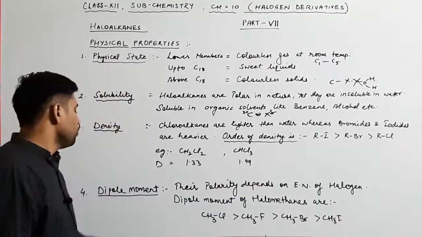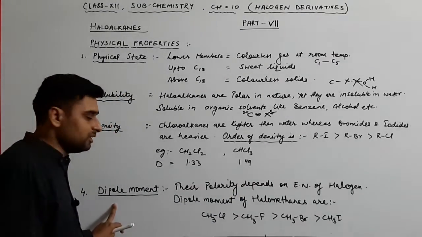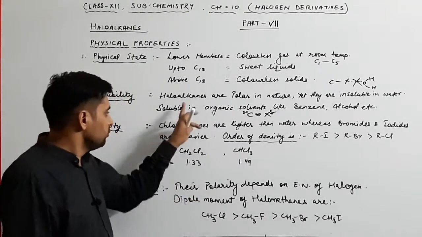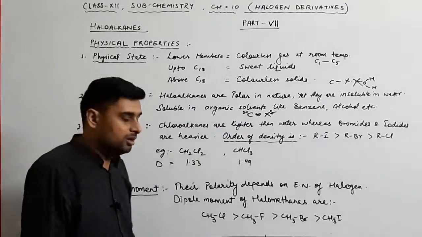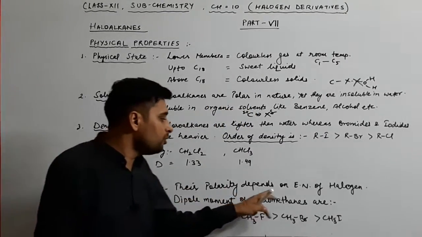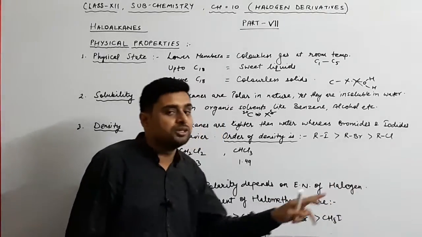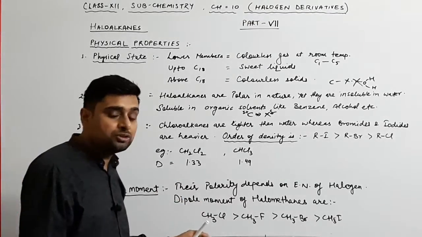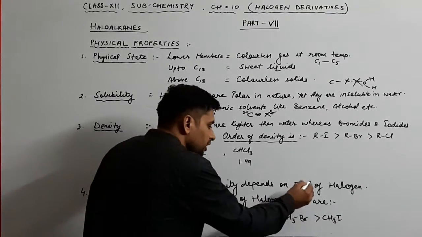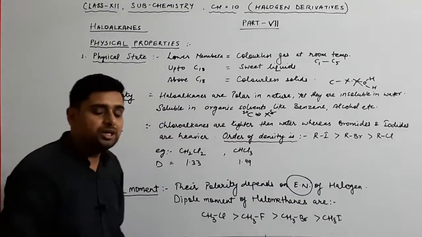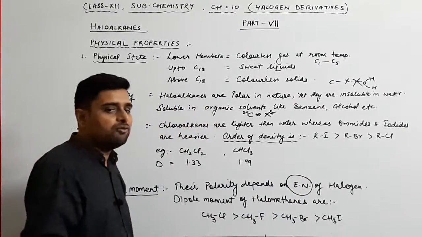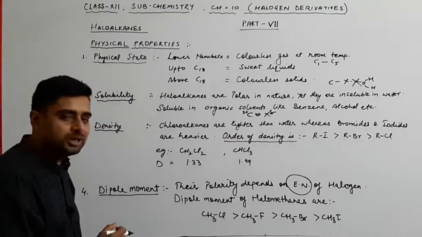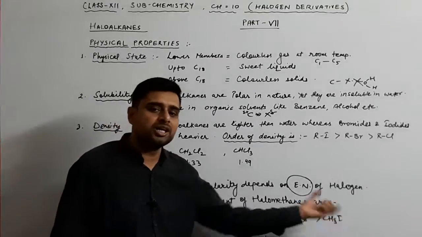Okay students, now move forward to the next property, that is dipole moment. Haloalkanes are polar in nature, you know that, but their polarity depends on the electronegativity of the halogen atom. Halogen atom की विद्युत ऋणता, इलेक्ट्रोनेगेटिविटी पे डिपेंड करेगी इसकी पोलैरिटी. सो डाइपोल मोमेंट को हम चेक करते हैं हेलोमेथेन्स में. डाइपोल मोमेंट ऑफ हेलोमेथेन्स आर एज फॉलोज.